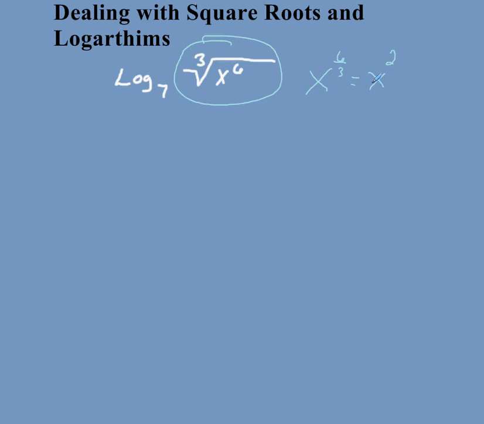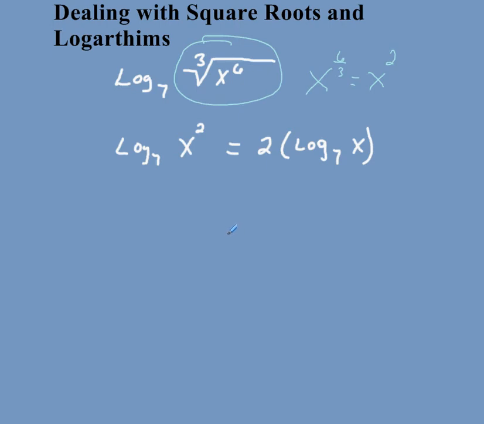Okay, with this in mind, let's go back to our original problem. Log base 7 of x squared. So really, this can be written as 2 times log base 7 of x.